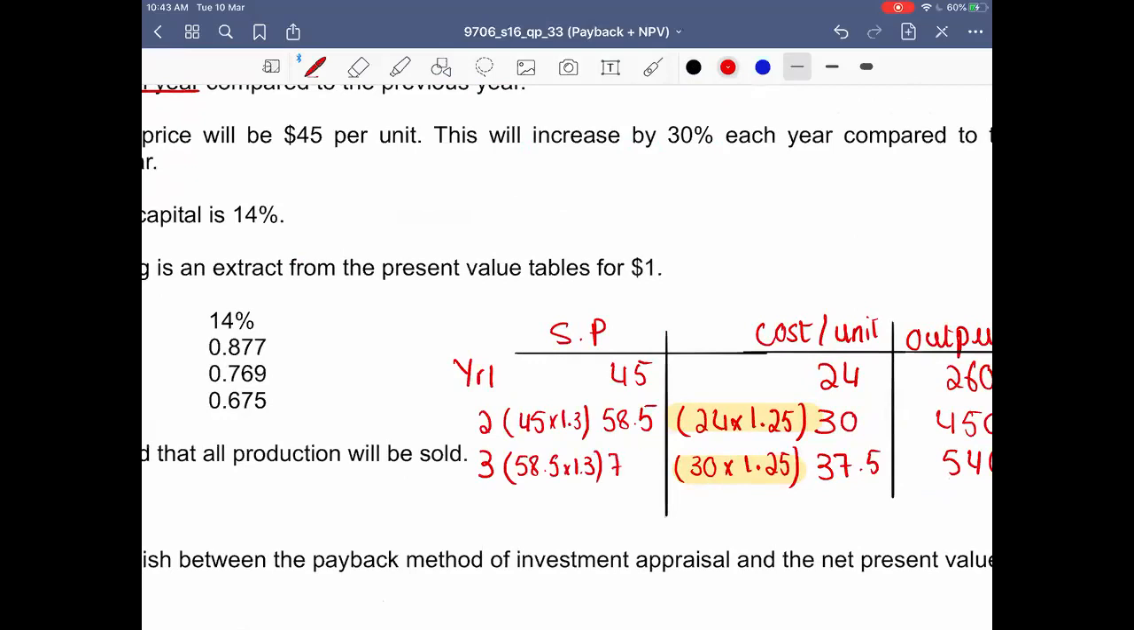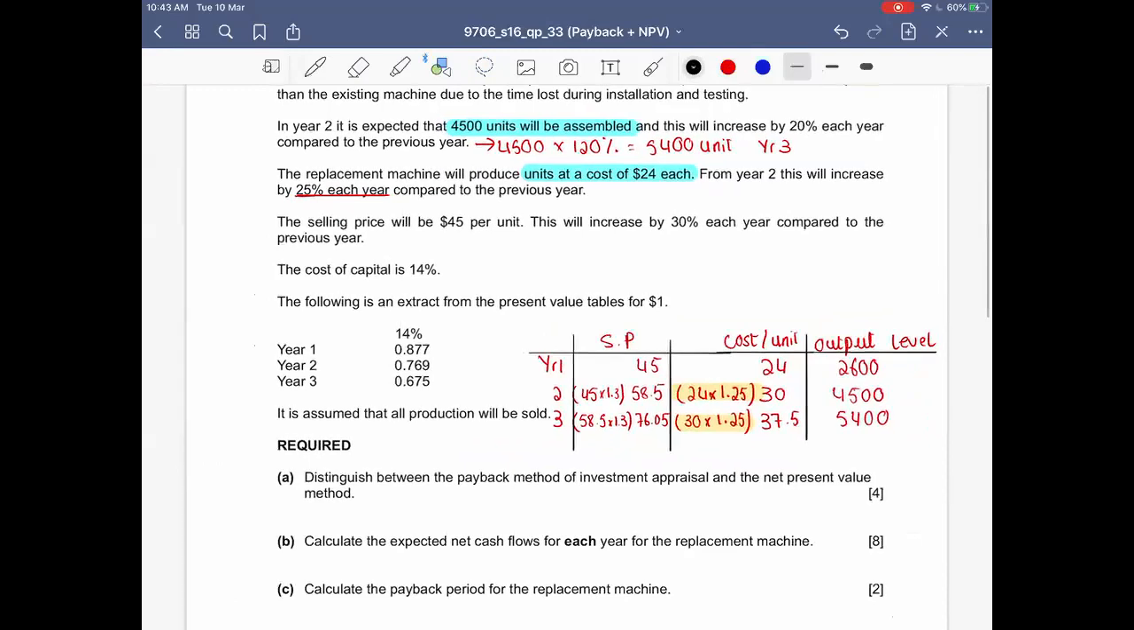Next, the cost of capital is 14%. Right now we are given the cost of capital. The following is an extract from the present value table 1. Cost of capital is 14%, which means we need to calculate NPV at 14%.